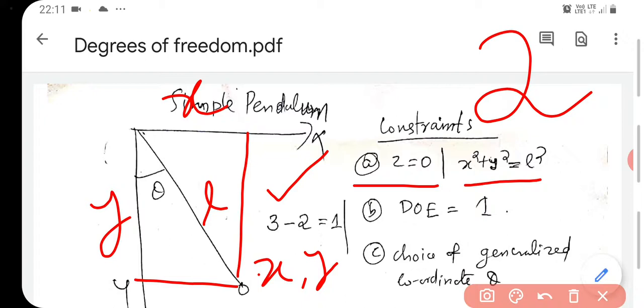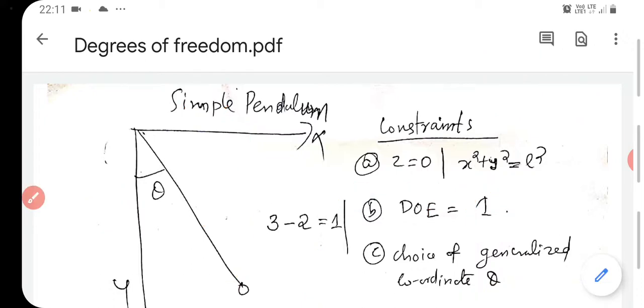Now due to these constraints, z equal to 0 and x square plus y square equal to L square, when it becomes a simple pendulum oscillating in a plane, 2 constraints are there, and 2 constraints reduce the degrees of freedom. So 3 minus 2 is equal to 1. The degrees of freedom, DOF, now becomes 1. So we say the system has 1 degree of freedom. We need just one independent variable to describe the system.